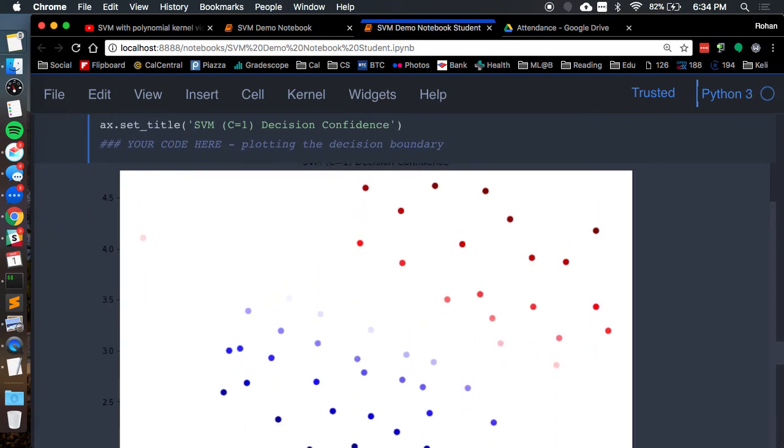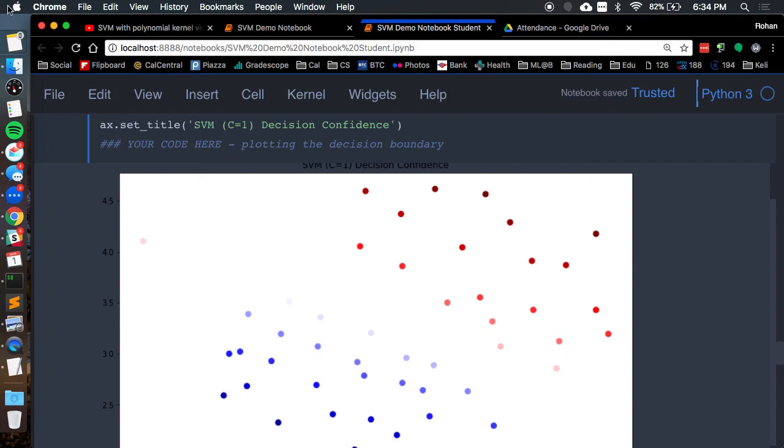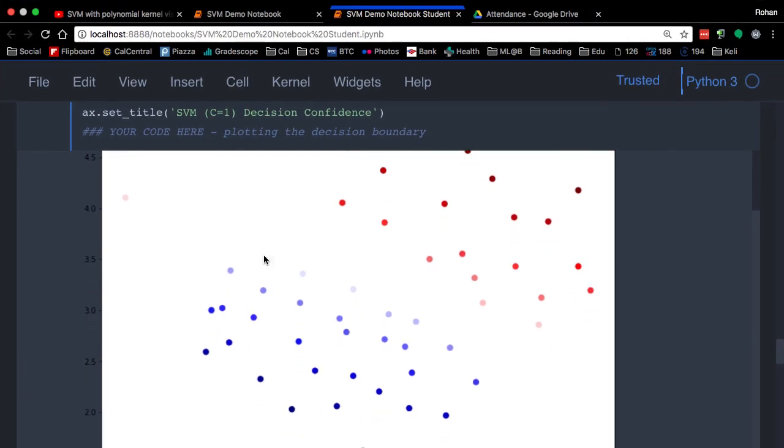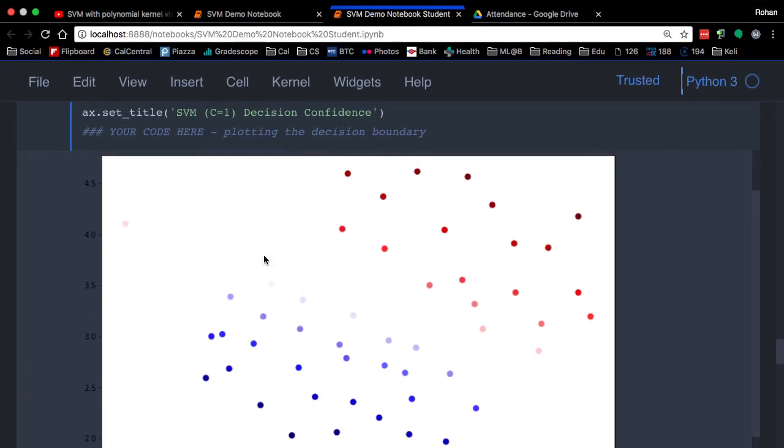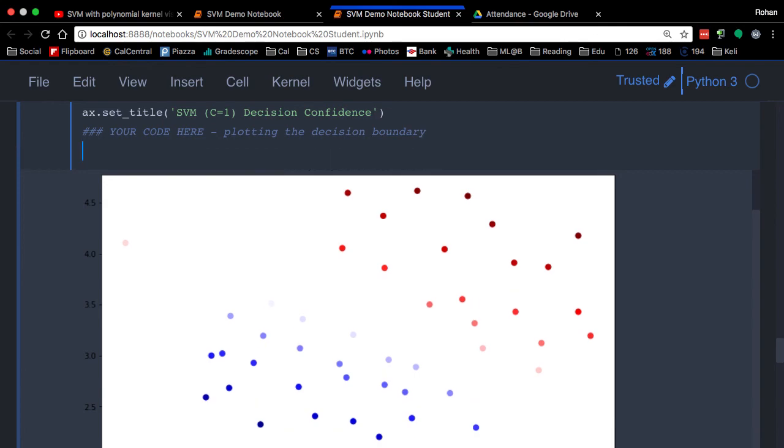So the more confident we are in our points, the darker it's going to be. As you can see, our boundary is over here somewhere, and these points are kind of soft because they're near the margin. But the further away we go, they get darker and darker to show our confidence. This is kind of arbitrary. Let's visualize our confidence boundary more.